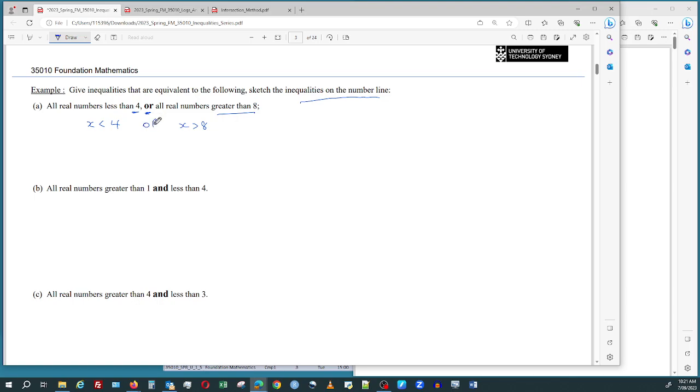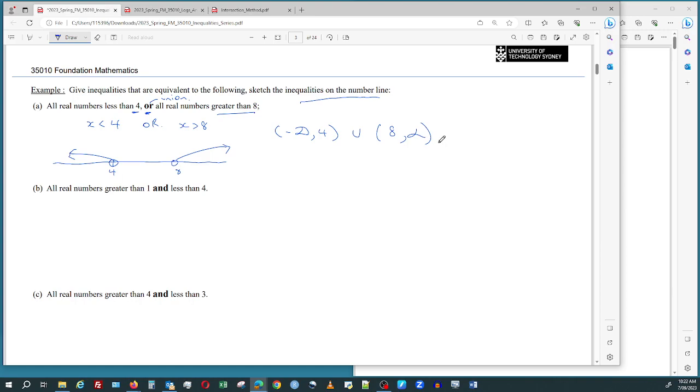And in here we've got "or". Now "or" represents union. In set notation, it's a union operation. So if we put this together, we're not including 8, so off you go, and we're not including 4, so off you go. That's how we read the greater than or less than signs. So in set notation, negative infinity to 4, not included, union with 8 to infinity.